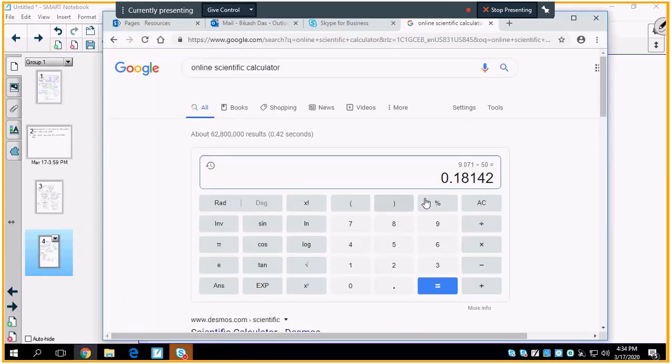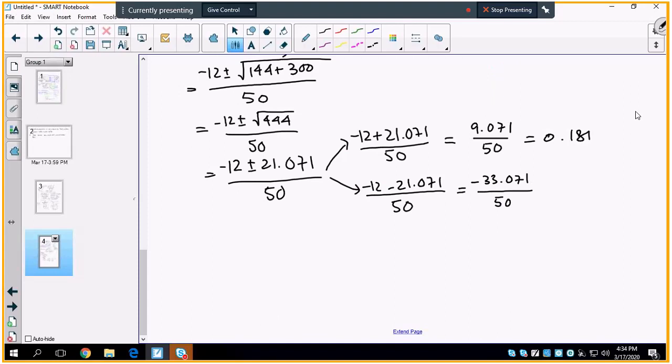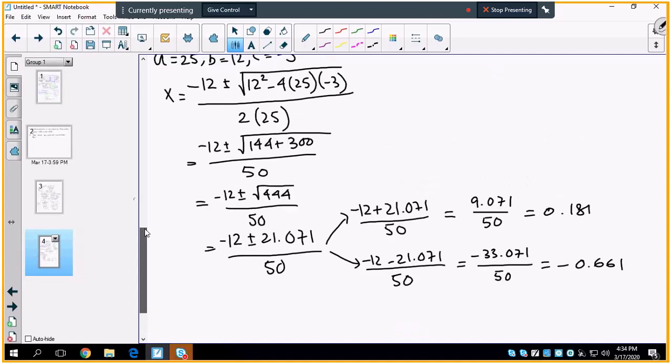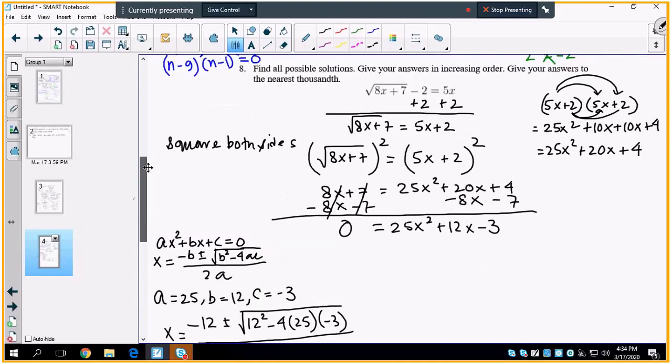So now your number is minus 33.071 and you are dividing it by 50. Rounding it to 3 decimal places, it's negative 0.661. So these are just my algebraic solutions, and I'm going to check both of them in the given equation.